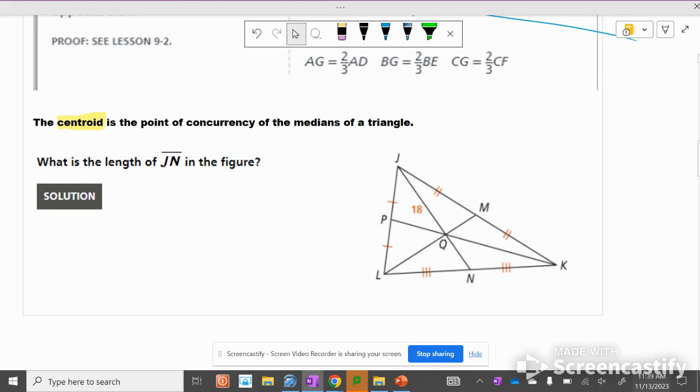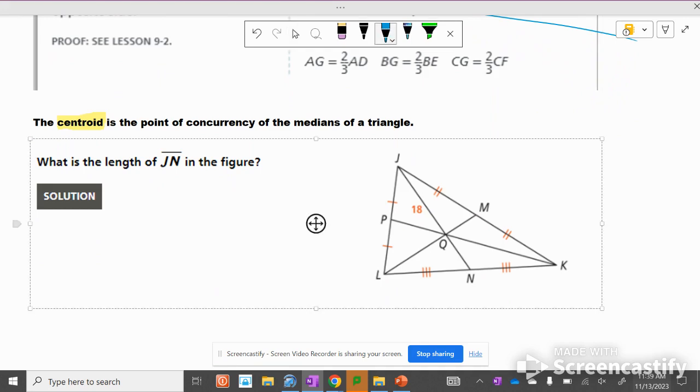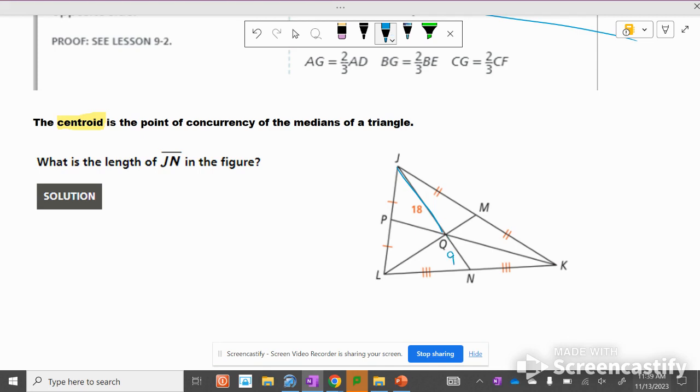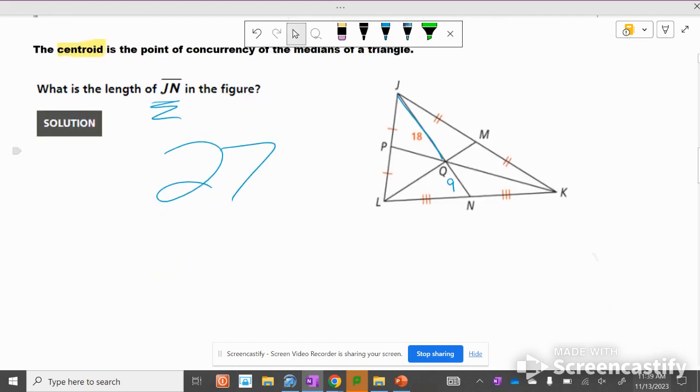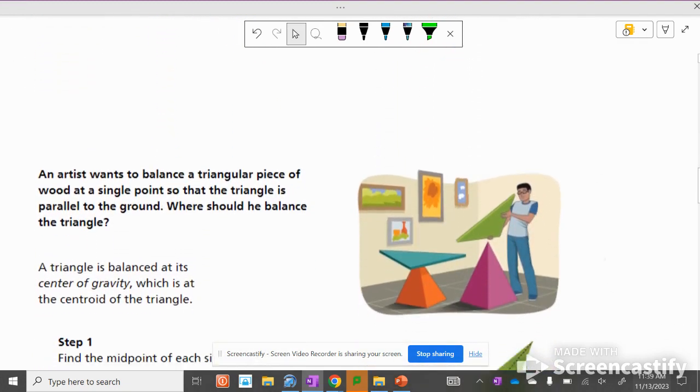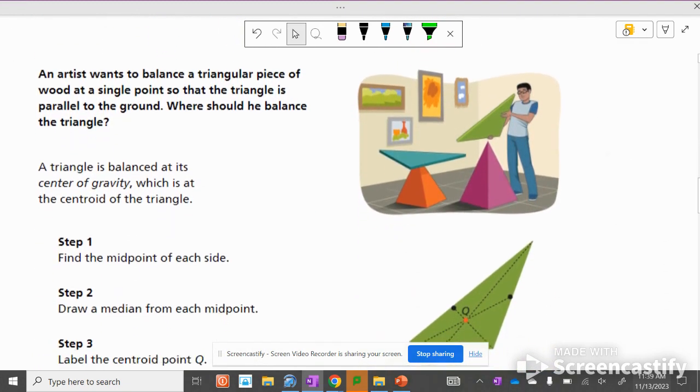So, when a line goes from the vertex to the midpoint of the opposite side, how do you know N's a midpoint? Because these two are equal to each other. So if the long part is 18, how long is the short part? 9. QN is 9. So how long is JN? Well, you have to add those up, so that makes 27. Now, this only happens with medians. This doesn't happen with altitudes.